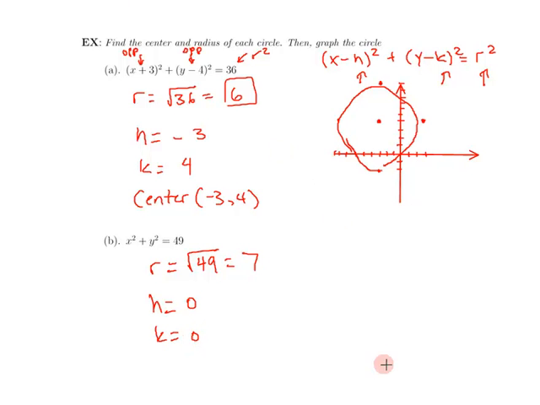So to graph this, all I got to do is go to 0, 0 first. And then go 7 in each direction. So up 7, 1, 2, 3, 4, 5, 6, 7. 1, 2, 3, 4, 5, 6, 7.